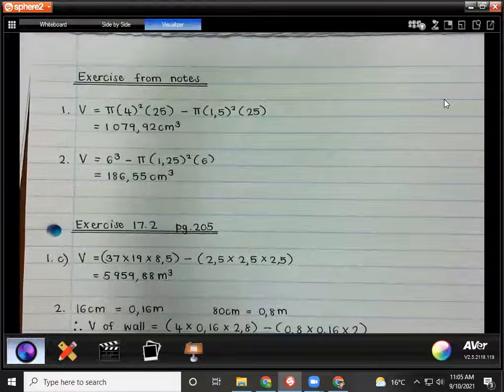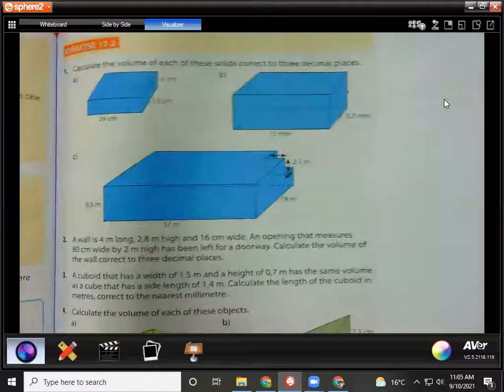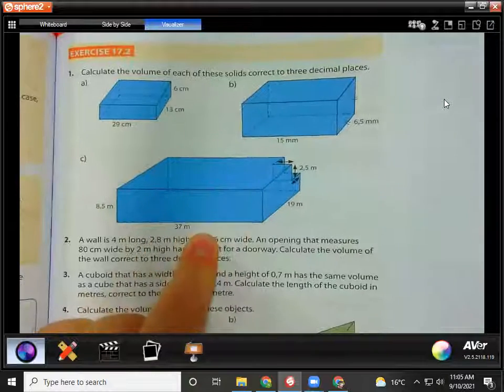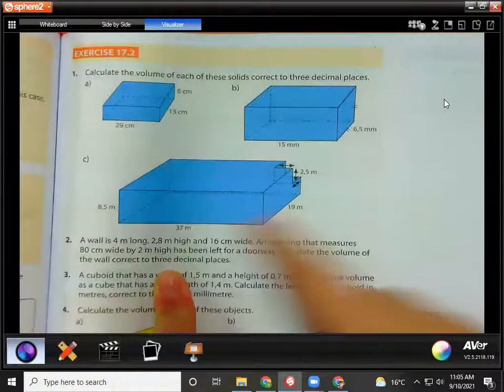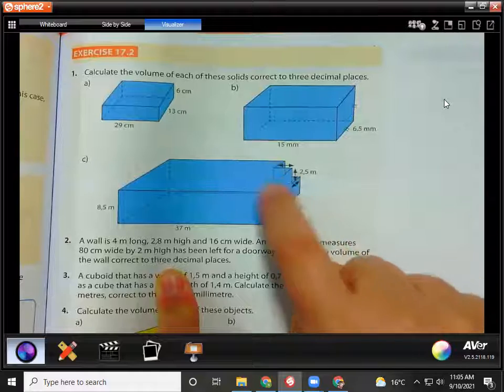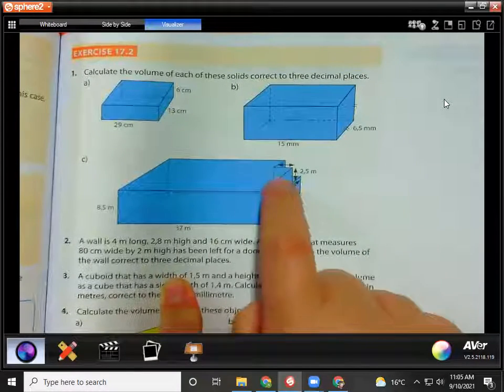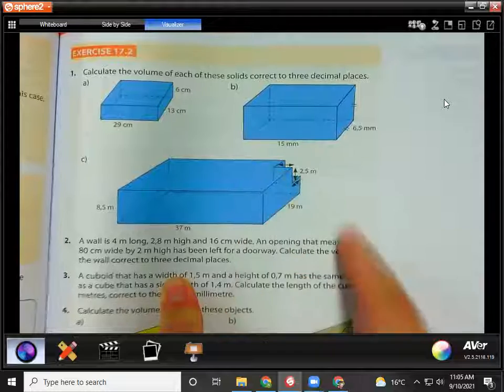Okay, then exercise 17.2. Let me just get that book so we can look at the questions. All right, you had to do 1C, which was that one. I think we can all see that it's a big rectangular prism, and then we cut away a cube. Do you guys notice that that's a cube? They indicated that in a funny way. They used the same arrows, I suppose.